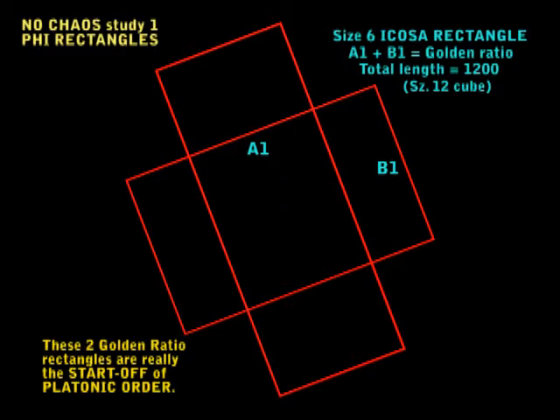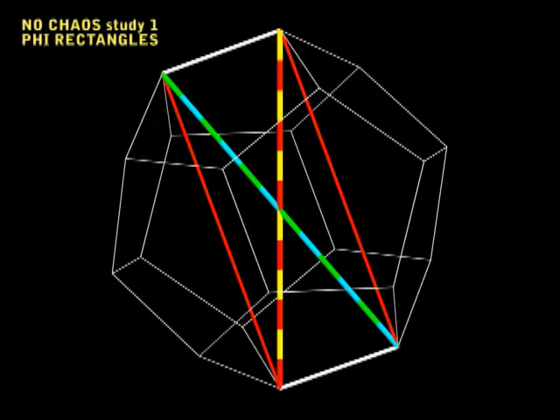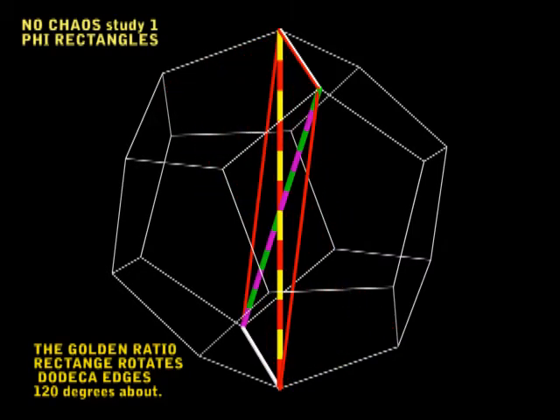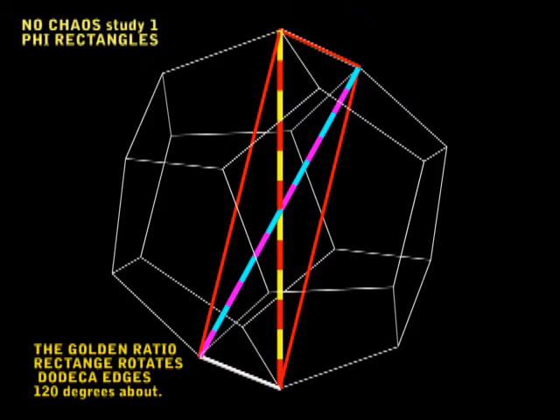Now let's take a look at the rectangle for the dodeca first. If I rotate that rectangle 120 degrees, look what I've got. We now have a new pair of edges on the dodeca and we now show a green and purple vector. Now we'll do the same thing again, another 120 degrees. So now we show another pair of edges for the dodeca and we show the purple and cyan vector.